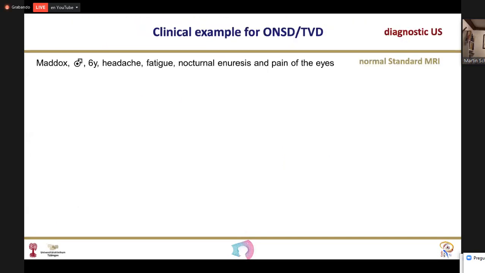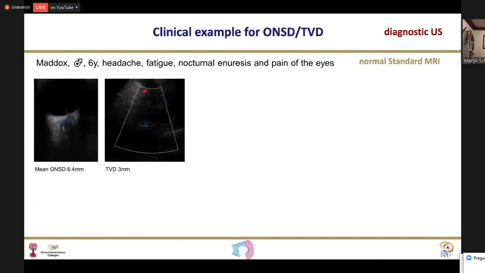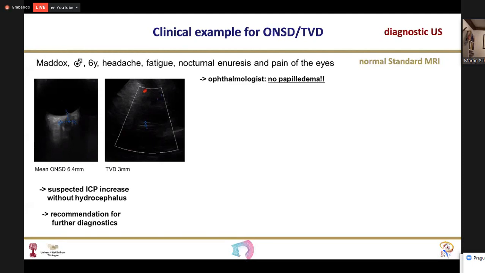And this is a case example. Maddox is a 6-year-old boy with fatigue, nocturnal enuresis, and pain of the eyes. So very unspecific things. We do an ONSD, we see it's high, 6.4, where 5.3 is the reference value, and we see small ventricles. So we suspect ICP increase without hydrocephalus and recommend further diagnostics. The ophthalmologist tells us no papilledema, everything fine, the boy has no raised ICP.